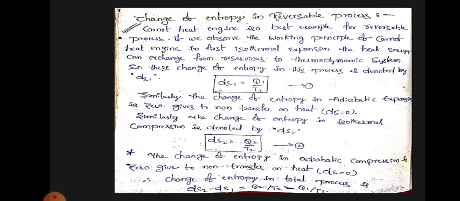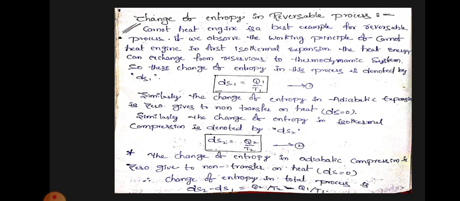Similarly, the change of entropy in adiabatic expansion is 0, since there is no transfer of heat, that is dS is equal to 0. Similarly, the change of entropy in isothermal compression is denoted by dS2, that is dS2 is equal to Q2 by T2. This is equation number 2. The change of entropy in adiabatic compression is 0, since there is no transfer of heat, so dS is equal to 0.